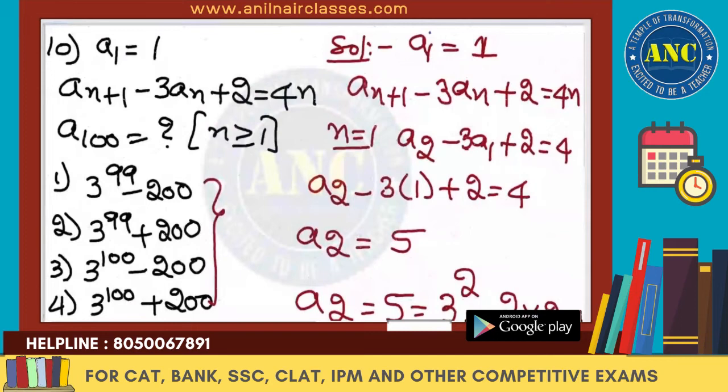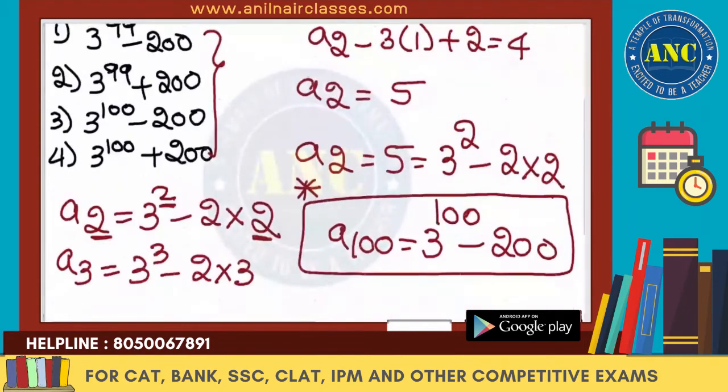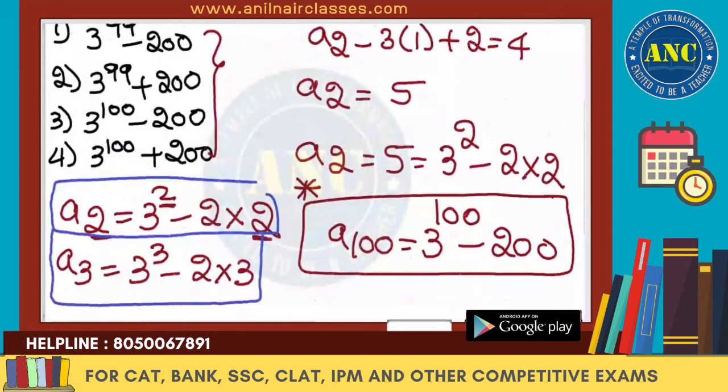a1 is 1. a(n+1) minus 3a(n) plus 2 is 4n. Substitute n equivalent to 1. So a2 minus 3a1 plus 2 is 4. a2 is 5. 5 is nothing but 3 square minus 2 into 2. a3 is nothing but 3 cube minus 2 into 3. So a100 is nothing but 3 power 100 minus 100 into 2. So the answer is nothing but 3 power 100 minus 200.